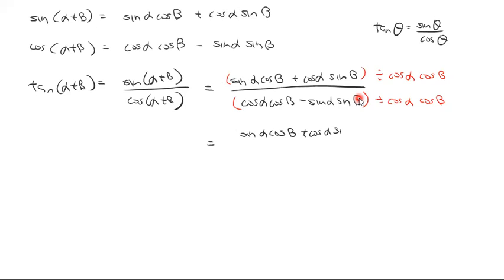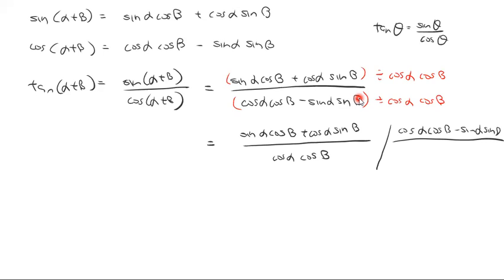So I'm going to divide the numerator by cosine alpha, cosine beta. So this is the numerator only, right? And then I'm going to have it all over this, your main thing, the denominator, which is cosine alpha, cosine beta minus sine alpha, sine beta over cosine alpha, cosine beta. So maybe that's easier for you to see, maybe not. But the point is we need to divide everything by cosine alpha and cosine beta.